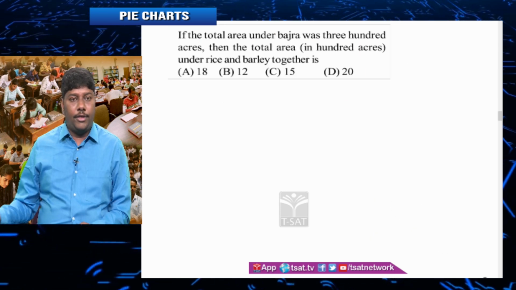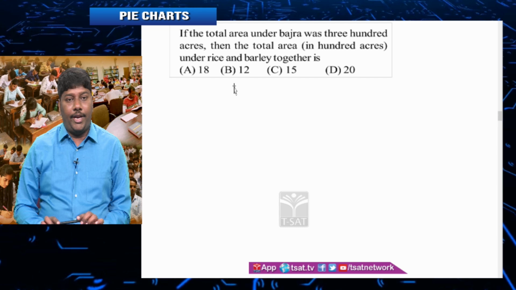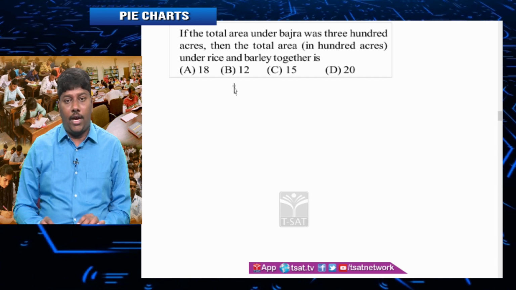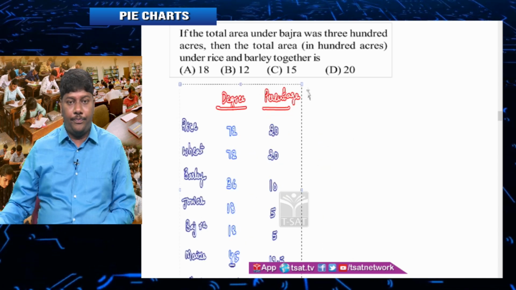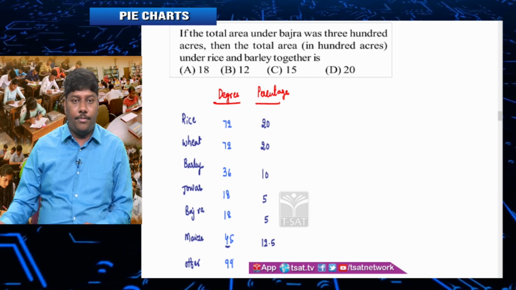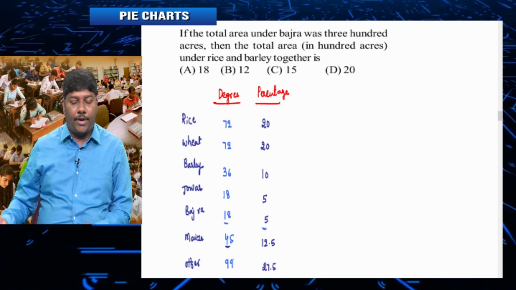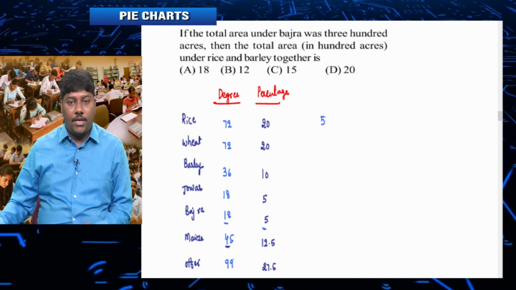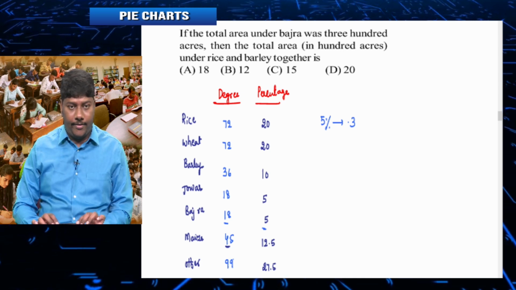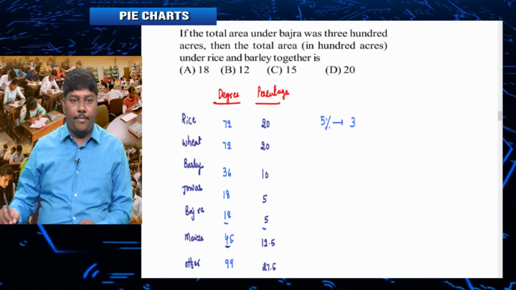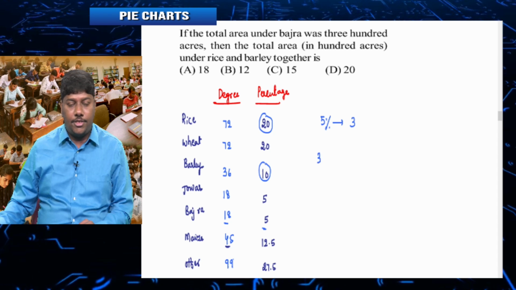Now, look at the question here. If the total area under the bajra was 300 acres, then the total area in 100 acres under the rice and barley together. Let me have the data here with me. So, he says under bajra was 300. Let it be in terms of 100, so only write 3. So, under bajra it was actually 18 degrees, or else you can say 5%. In terms of percent, if I take it, 5% is only 300. In terms of 100, therefore only take 3, don't take 100. Then the total area under rice and barley. So, rice was how much? 20%. Barley was 10%. Therefore, 30% is how much?